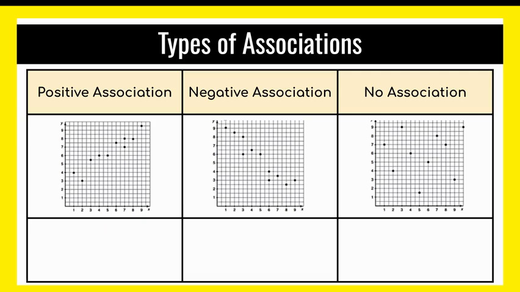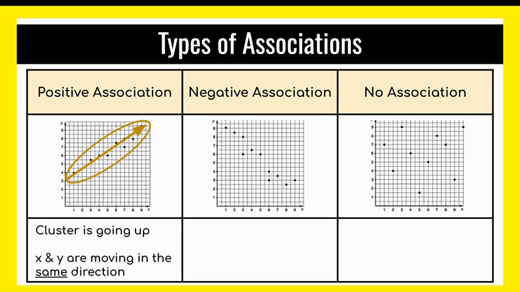So, different types of associations. The first graph on the left here is a positive association, because I read the graph the same way you read a book. You read from left to right. If I go from left to right, these values seem to be increasing. So the cluster is going up. X and Y are moving in the same direction. As X increases, Y is also increasing. So they're both increasing together.